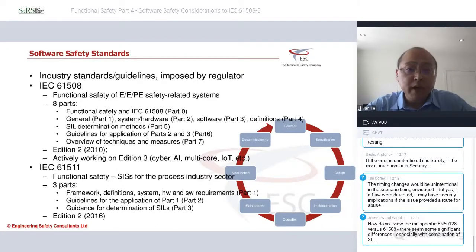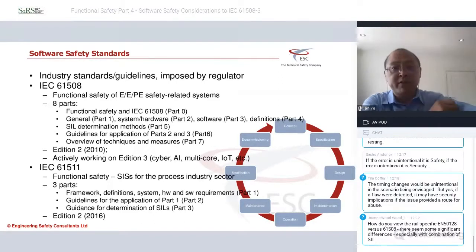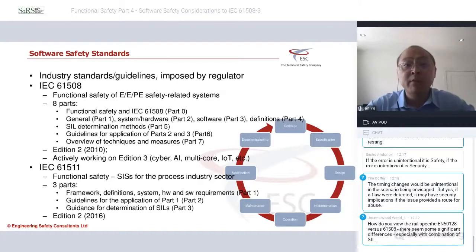So IEC 61508 is a basic functional safety standard. It's used as a basis to develop sector-specific standards, so it plays a key role in all IEC series of standards. It has 8 parts. Part 0 is just talking about functional safety and IEC 61508, the relationship between functional safety and 61508. Part 1 is general requirements. Part 2 talks about system hardware requirements. Part 3 focuses on software requirements. Part 4 gives the definitions of the terms used.